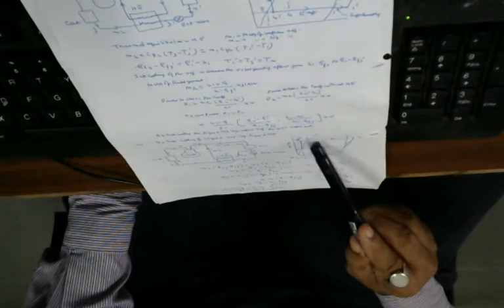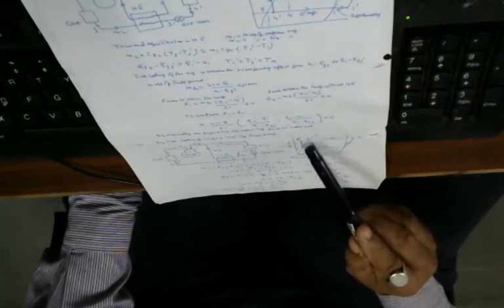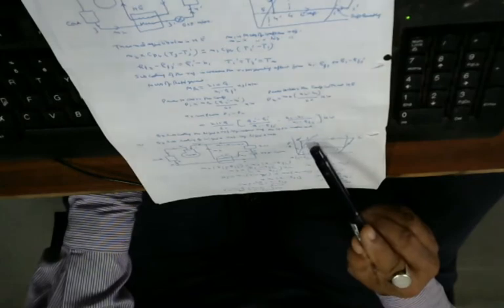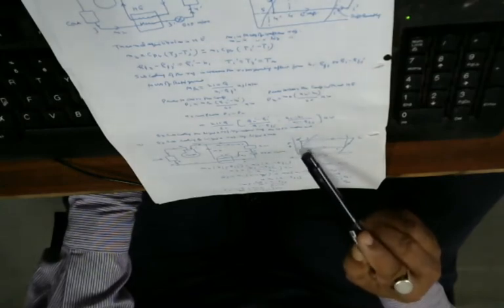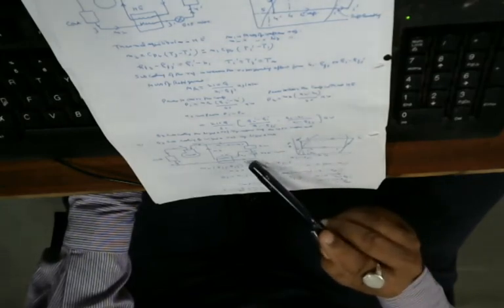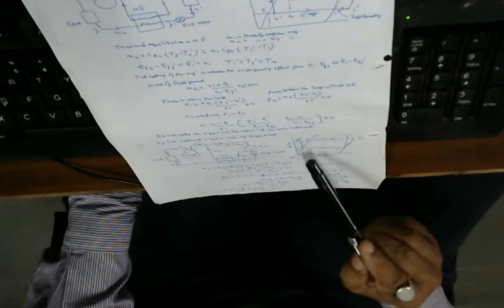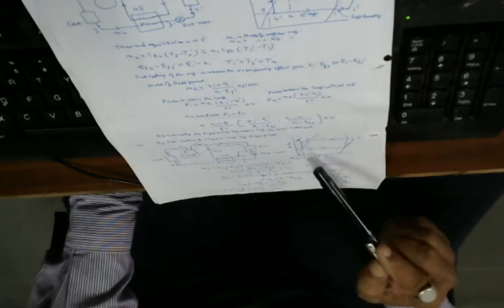2 to 3 is your condensation, 3 to 3 dash is your supercooling or subcooling in the heat exchanger, 3 dash to 4 dash is your expansion valve. Then from 4 dash to 1 is your evaporation, and from 1 to 2 again compression. So this is the pH diagram.